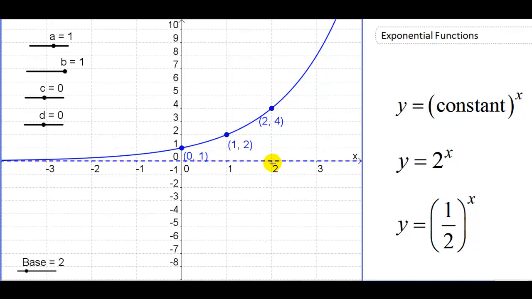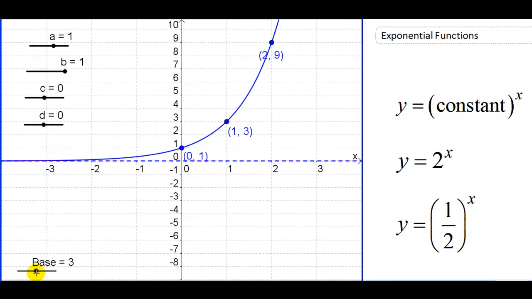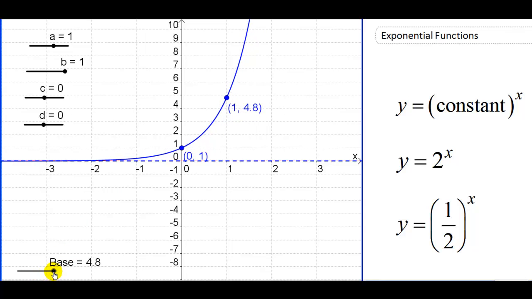So now we need to look at what happens when I change my base to a different number. I'm going to move this slider here and make my base go up to 3. Notice the graph is still an increasing function. It goes through the key point. It has the same horizontal asymptote, but it just climbs up steeper here, and it's slightly shallower here. And this continues as we make b bigger and bigger. But it has the same basic shape.